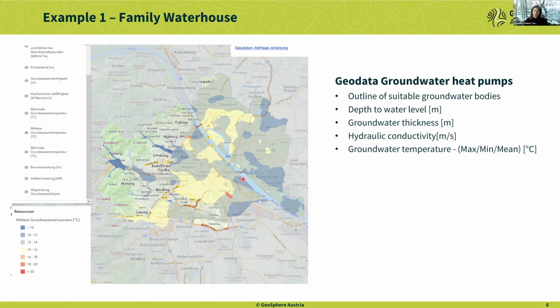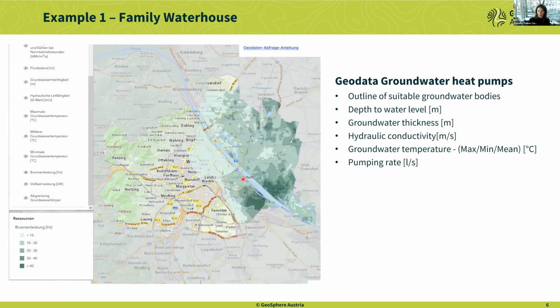we had timelines recording the groundwater temperature. And then we selected two representative dates for a maximum and a minimum groundwater temperature for the year 2020 and interpolated those maximum, minimum, and mean temperature maps. So this is really the hydrogeological basis for the next calculations of the pumping rate. So this could only be done in the areas where we had all information available.